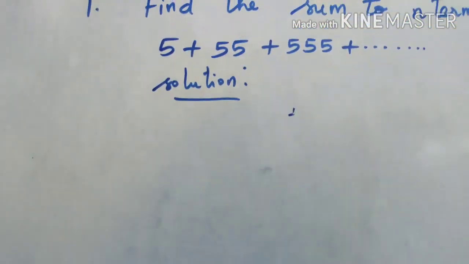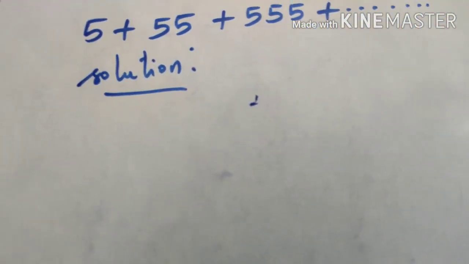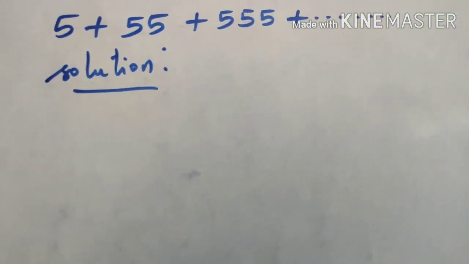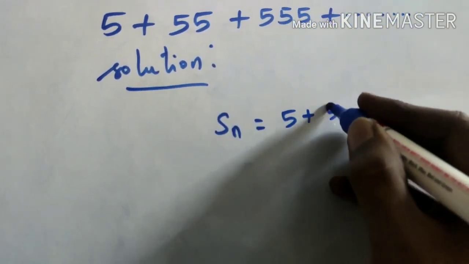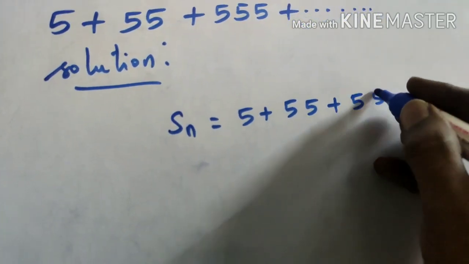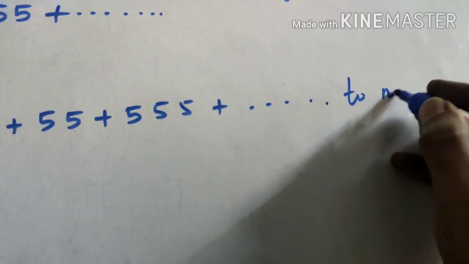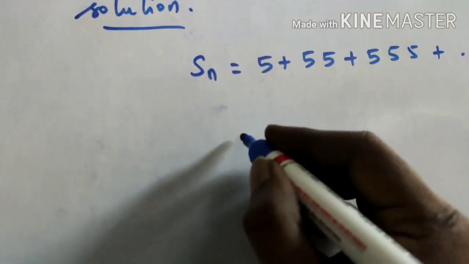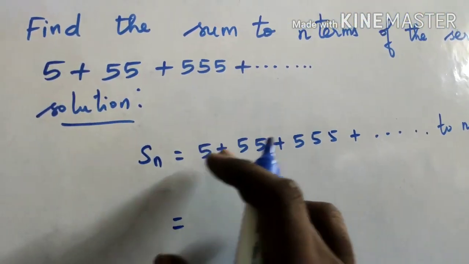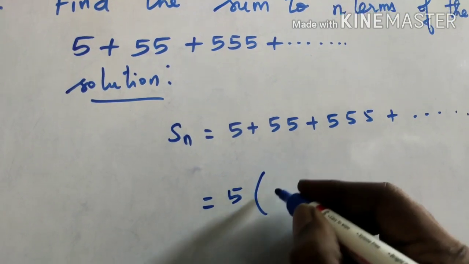Okay. Now, we have to change this into GP. Okay. For that, what we are going to do? See here. First, write Sn equal to 5 plus 55 plus 555 plus dot dot to n terms. Okay. Now, what I am going to do? See here. Take everything for all the numbers. 5 is common, so take it out.